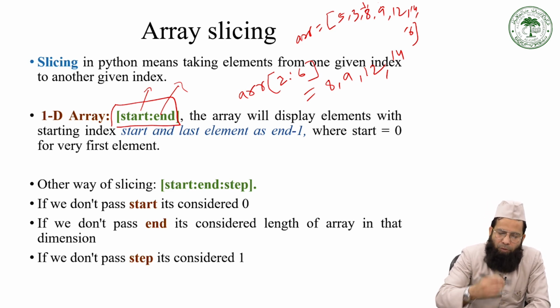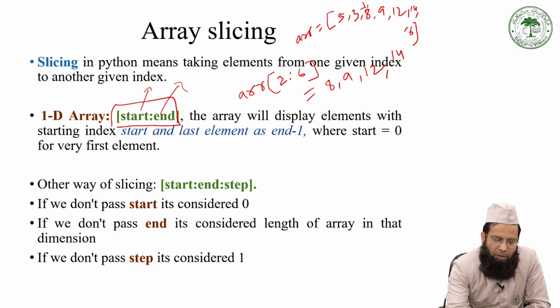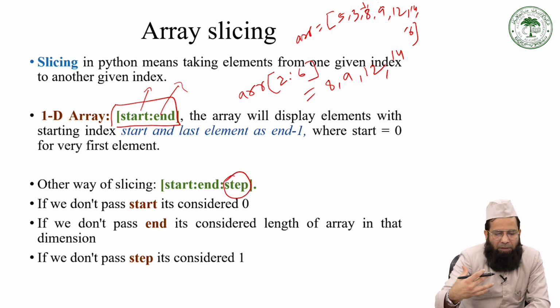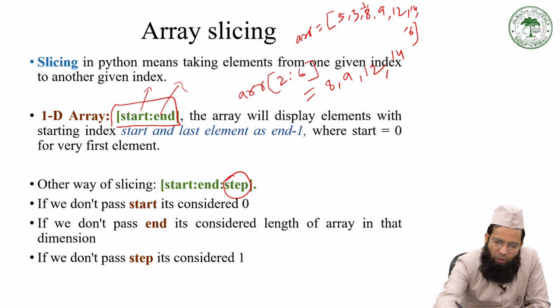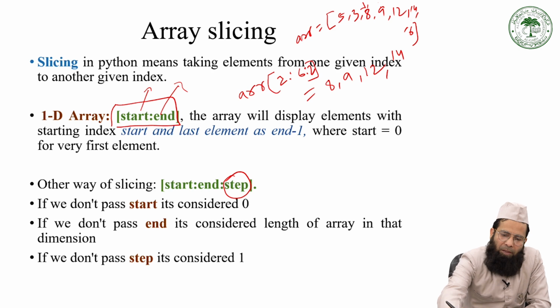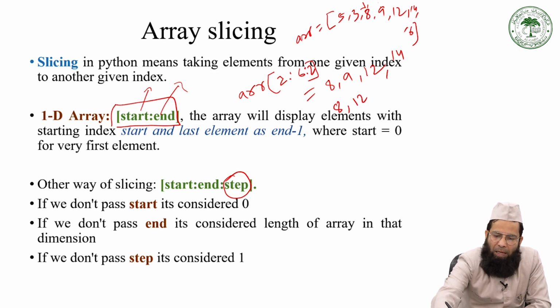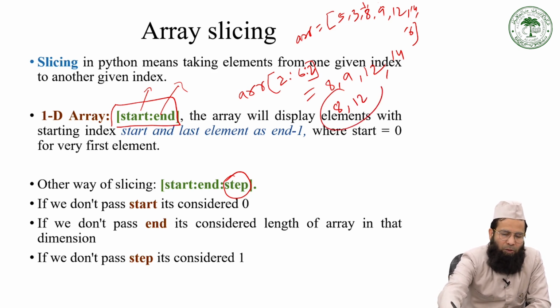We can also use the step value. If you do not pass a step value, it is considered as 1. But if you modify it, suppose I take step as 2 here, what would happen? The value would be 8, then 2 values forward. So this is 12, and that's it. It would fetch these 2 values.